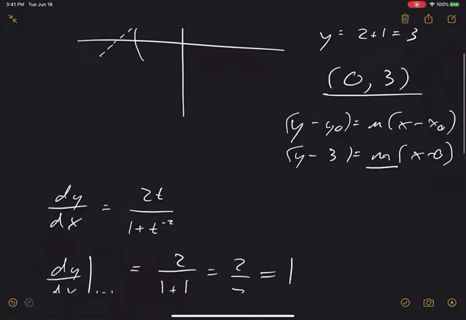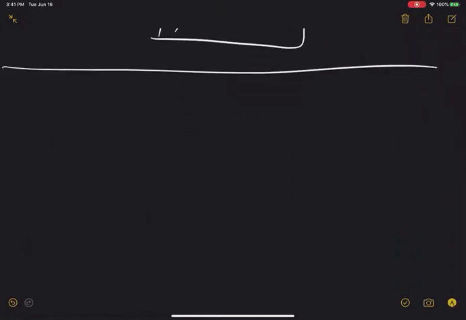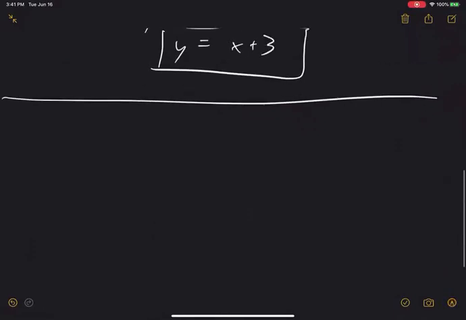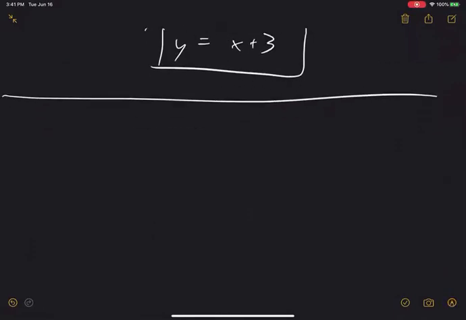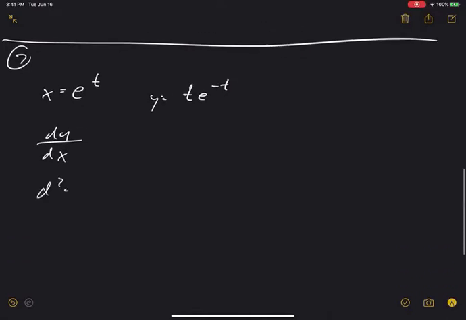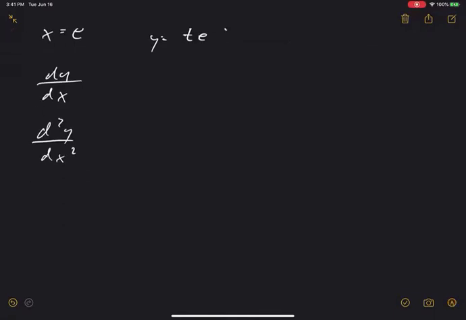Number 7 brings us to some new stuff, the concavity stuff. Okay, so let's see. In my example, number 7, they give us x equals e to the t, y equals t e to the negative t. They tell us to find dy/dx. They tell us to find d squared y over dx squared. And then they ask us, where is our curve concave upward?